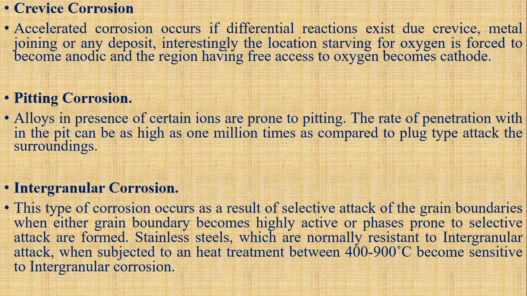Intergranular corrosion: this type of corrosion occurs as a result of selective attack of the grain boundaries, when either grain boundaries become highly active or phases prone to selective attack are formed. Stainless steels, which are normally resistant to intergranular attack, when subjected to heat treatment between 400 to 900 degrees Celsius, become sensitive to intergranular corrosion.